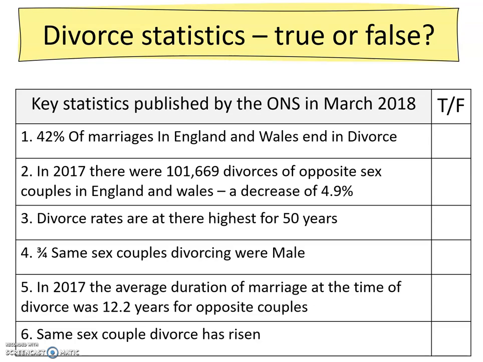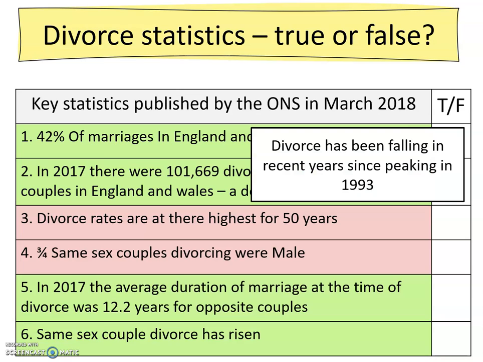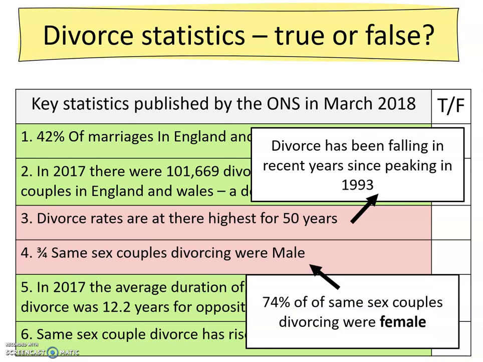So true or false? There are only two on here that are actually false. All of them are correct apart from number three and number four. Number three, divorce rates are at the highest for 50 years. Well, actually, divorce has fallen in recent years. The peak was about 1993, but since then it has declined. And with the same-sex couples, it's actually 3/4 of same-sex couples divorcing were female. So they're more likely to experience divorce.